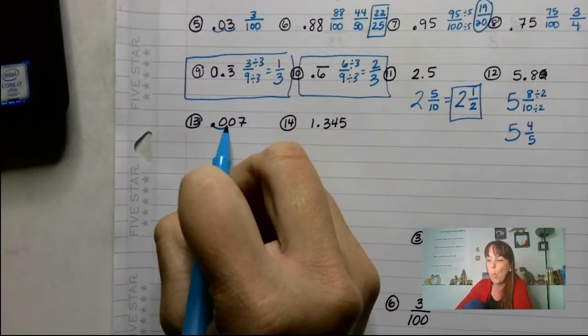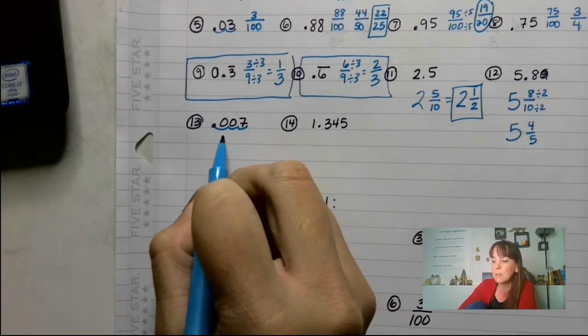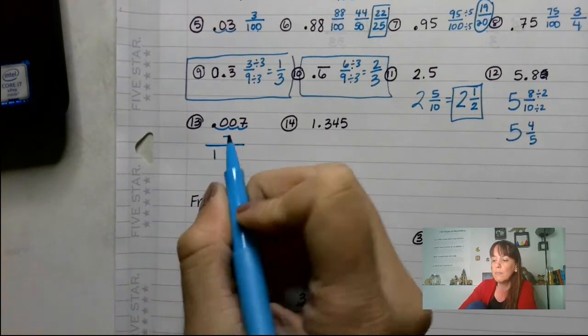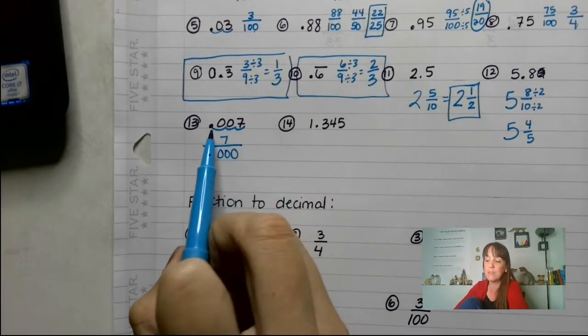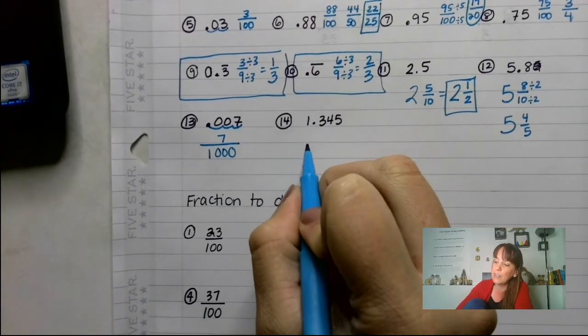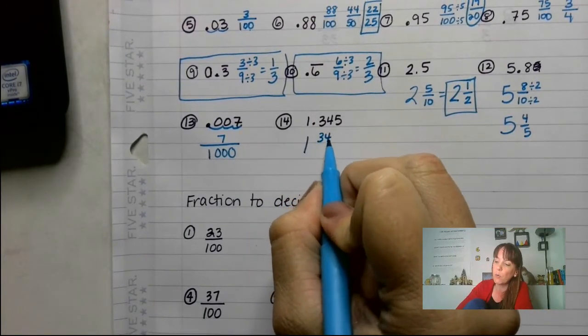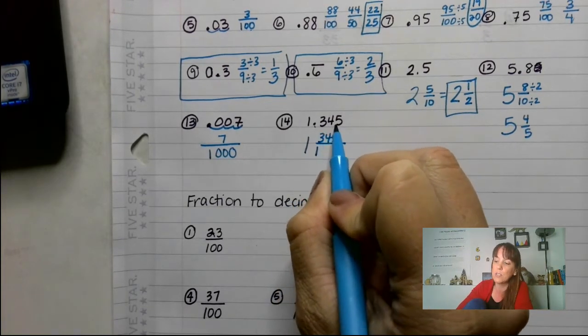Look at this. 1, 2, 3 spots until I get a whole number. That means I'm going to do 7/1000ths, 1, 2, 3 zeros. If you were saying that out loud, that's exactly what it is, 7/1000ths. This one right here is going to be 1,345 over, I had to move this over 1, 2, 3 spots.